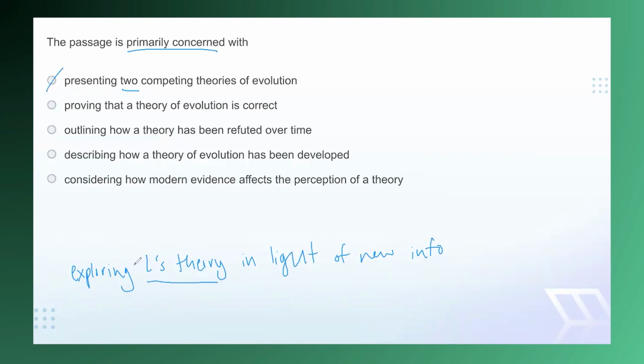Eliminate. All right, B, the first word should set off alarm bells. Proving. This is not an argumentative passage. It is exploring a theory. At most, it's evaluating a theory.